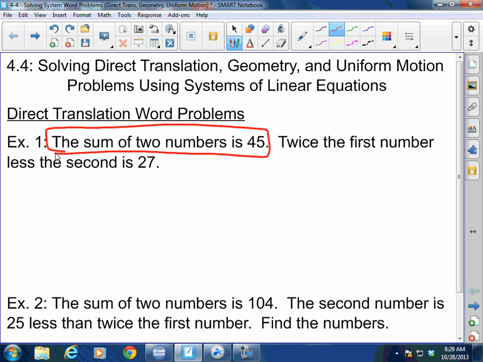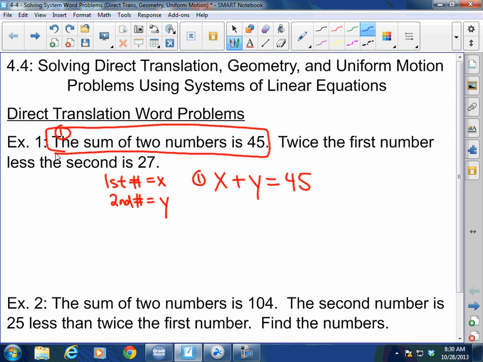So let's go ahead and write that down. Let's call the first number x, and let's call the second number y. I really don't care what variables you use, but I like to use x and y a lot. So I know that the sum of the first number plus the second number means x + y = 45. Boom, I have my first equation. That's it. I have my first equation.